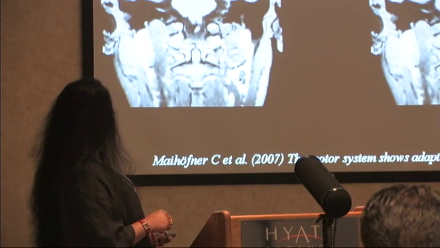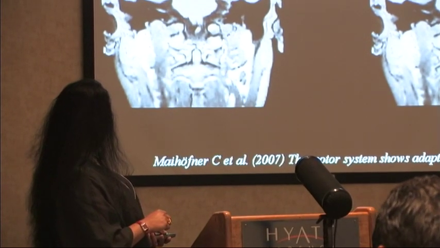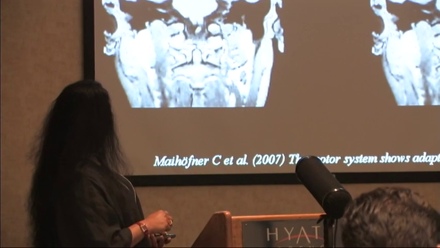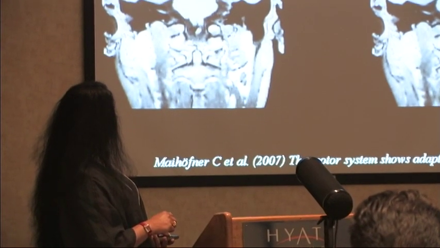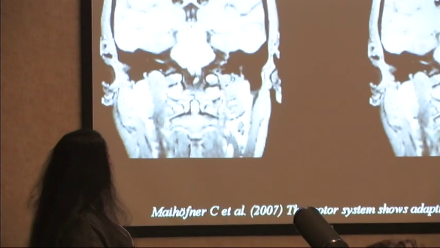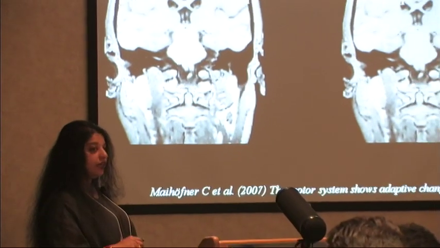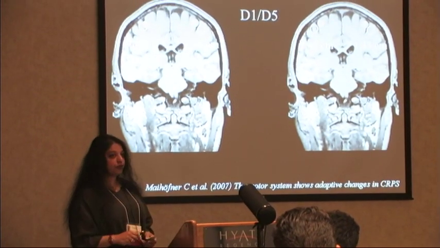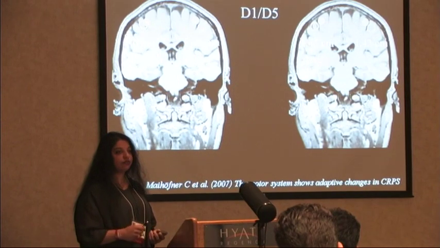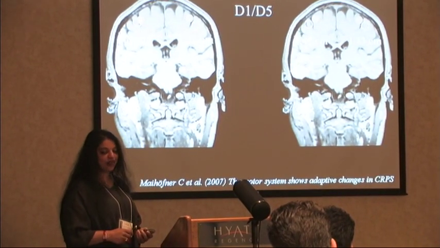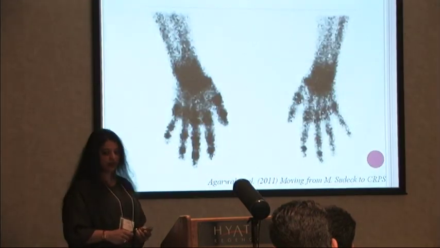Here you can see in acute CRPS the area for the first and fifth digit of the affected hand. They're like stuck together, and in the unaffected hand, you have two separate areas. After treatment, this was a year of treatment, this part moved back to normal. So we can see something happening in functional MRI, but it's not very specific.